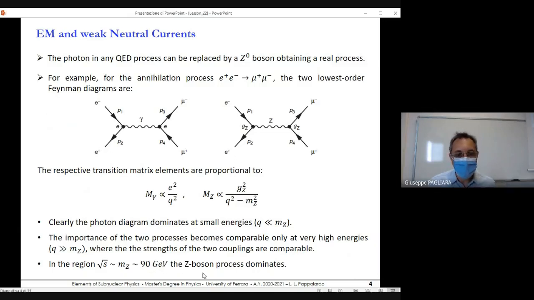And then, of course, there is a region around the mass of the Z, which is around 90 GeV, where this process highly dominates, because, as we will study today, we will populate a huge resonance, the resonance of the Z boson. And in that region, the electromagnetic contribution is negligible. Okay, we will see this later.